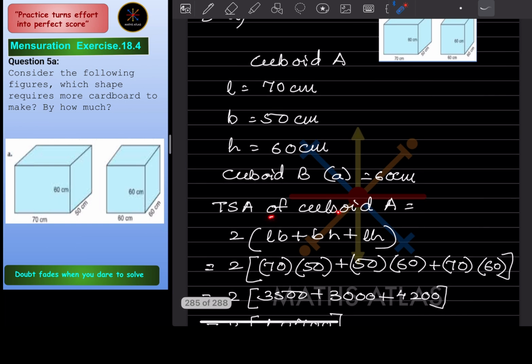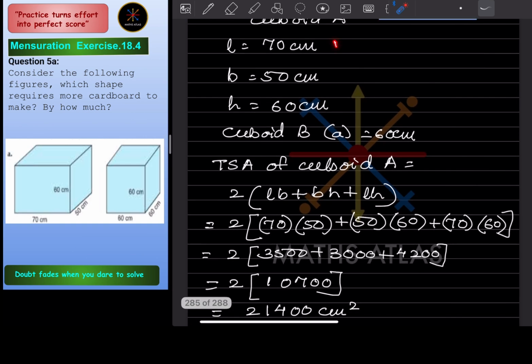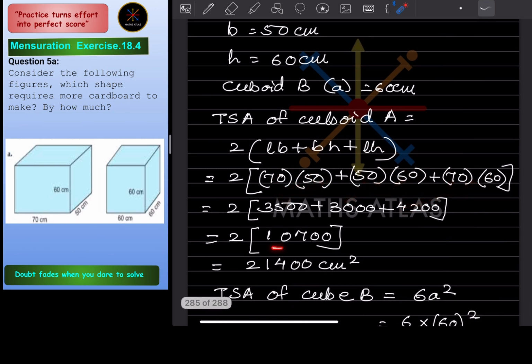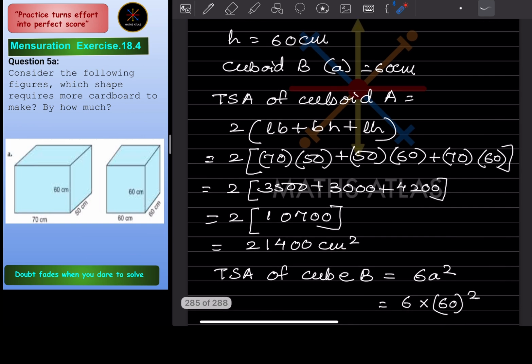So TSA of cuboid A, we have seen the formula before, that is twice into LB plus BH plus LH. We have to plug in these values in this one. After that, multiply. So that is going to be 10700. Multiply this and this together, so that will be 21,400. And this is given in centimeters, so that is going to be centimeter square because that is the area.